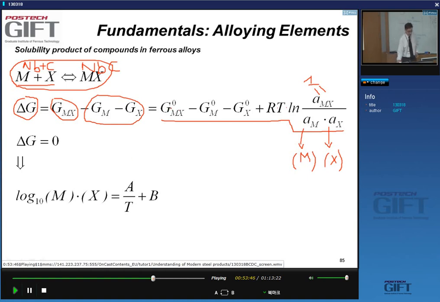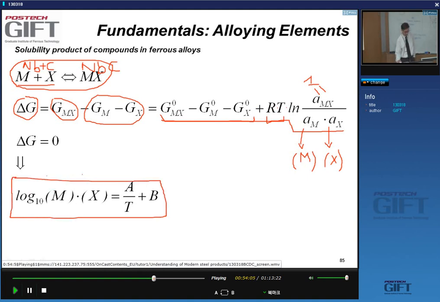And so this is a certain number. This will also be, this is the gas constant, and this is the temperature. So you can rewrite this as this. And for convenience, rather than using a natural logarithm, we convert to a log 10 base. And so you can rewrite the logarithm of the product of M times X as equal to A over T plus B. That's usually how you will find solubility data for steels.